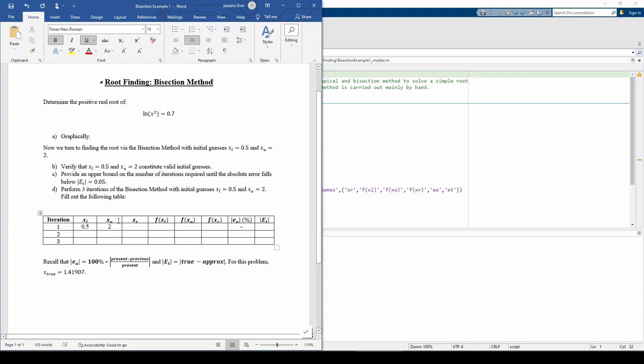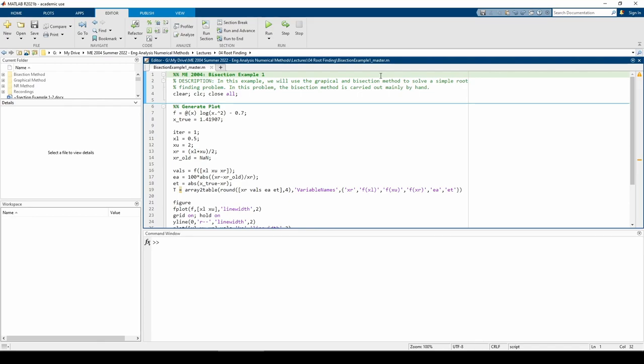This table contains a list of quantities we need during each iteration of the bisection method. The last two columns are the percent relative error and the absolute error, which are given by these formulas down here. Note that the percent relative error for the first iteration doesn't exist because the formula requires the previous iteration's root, which we don't have. Before we start filling out this table, let's plot the function in root finding form.